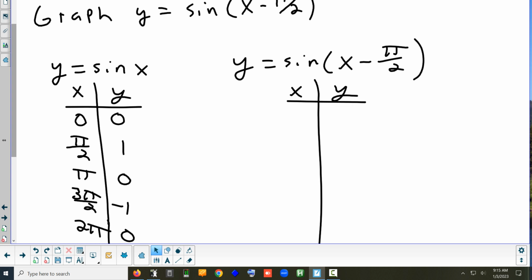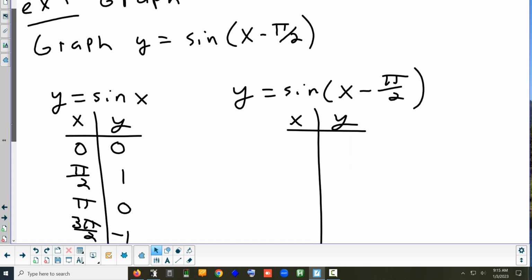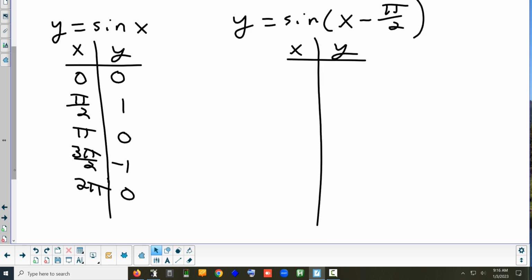Okay, first thing is copy down the ones that are going to stay the same. We know that we're shifting left and right because we're subtracting inside the parentheses. So, what values there are going to stay the same? The y's. Unfortunately, the y's are the easy numbers to work with. The x's are the harder ones, but this time we have to work with the harder ones. So the y's stay the same.